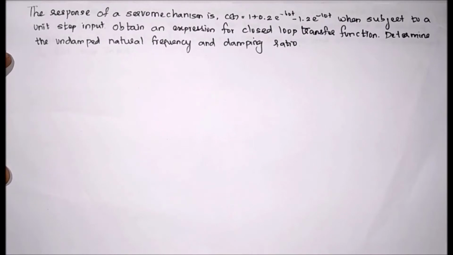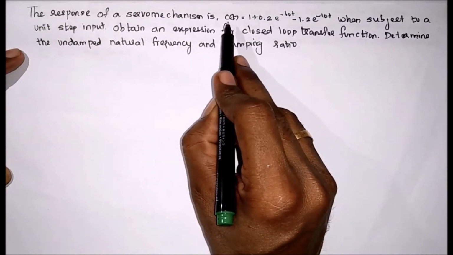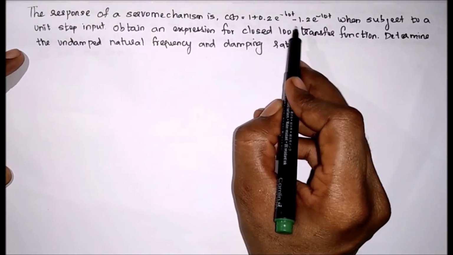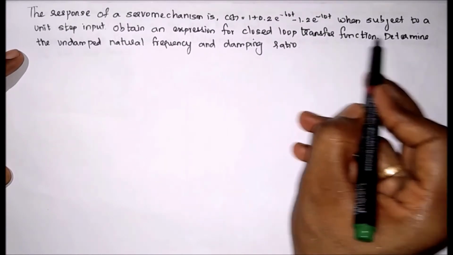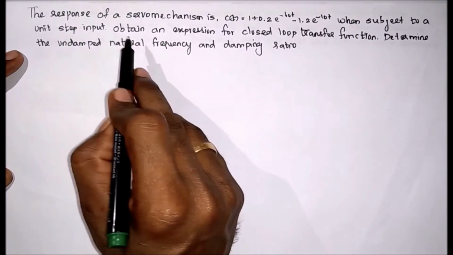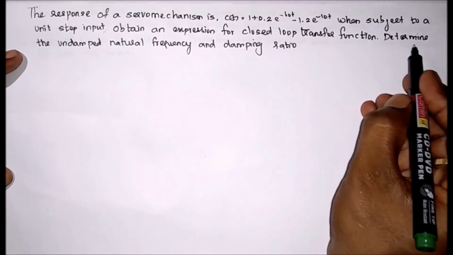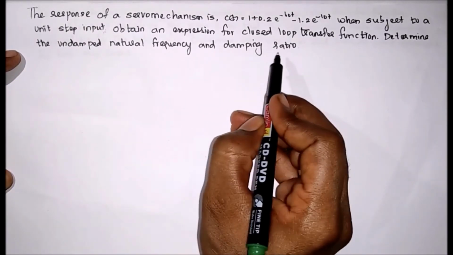In this video, we are going to solve a problem based on the responses given. In this problem, they have given the response. The response of a servo mechanism is C of t equal to 1 plus 0.2 e power minus 60t minus 1.2 e power minus 10t, when subjected to a unit step input. Obtain an expression for the closed loop transfer function and also determine the undamped natural frequency and damping ratio.